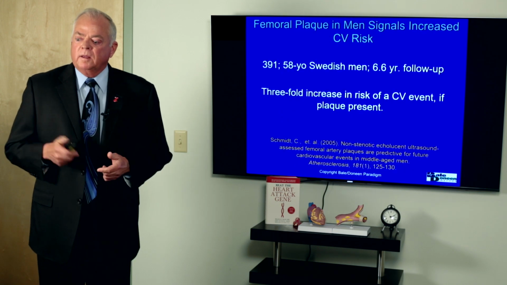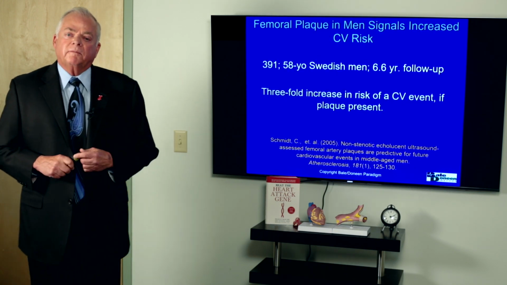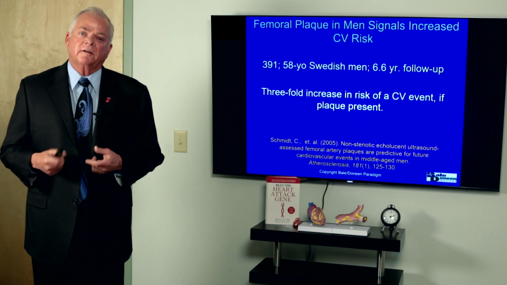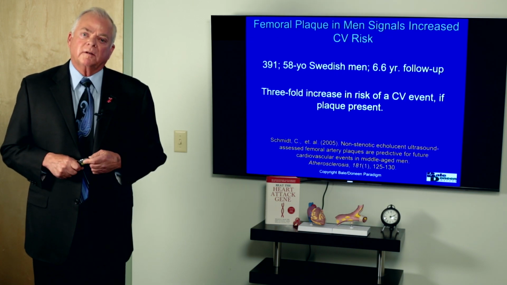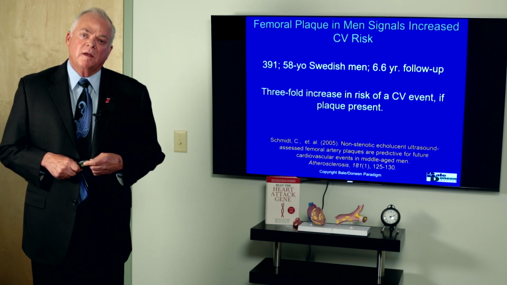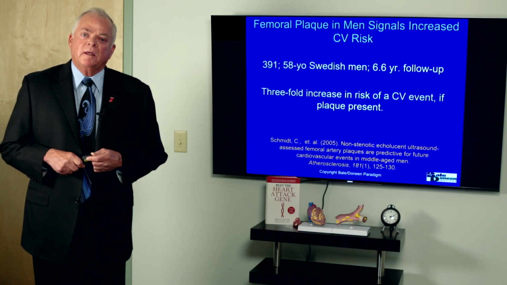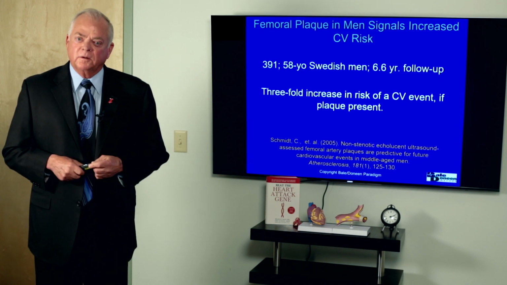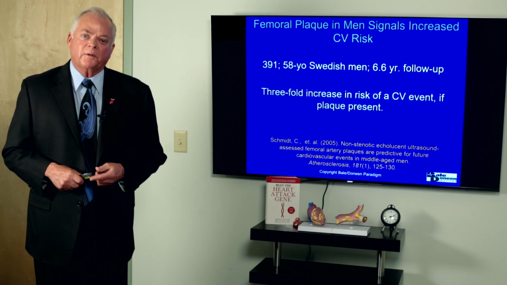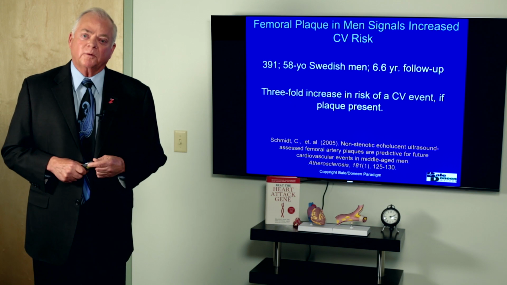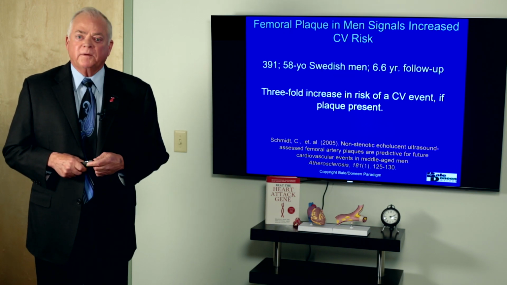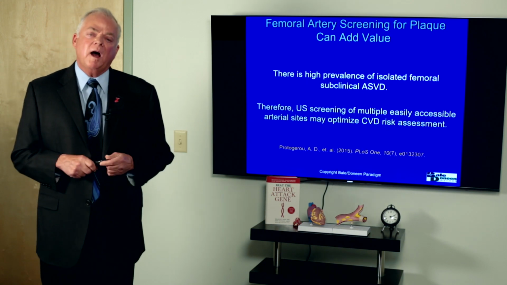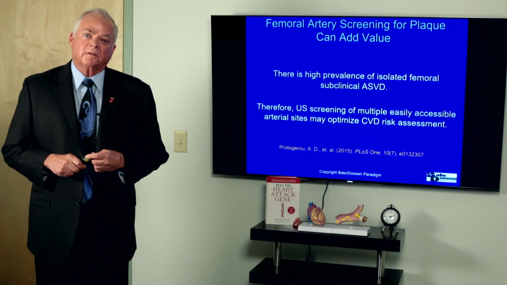stroke. It's also known that femoral plaque, if you have cats in the gutter in the femoral arteries, you're at increased risk, of course, for heart attacks. And the femoral arteries can be looked at with ultrasound too. So we do that on patients. If we don't find it in the carotid, we'll go look at the femoral arteries. Femoral plaque is very common. It's a great place to look.